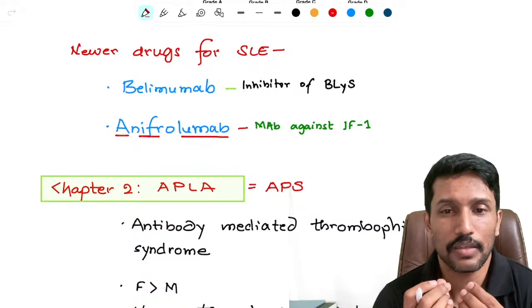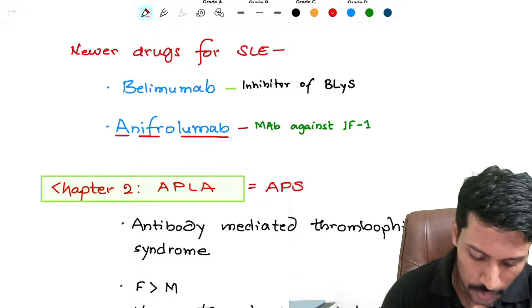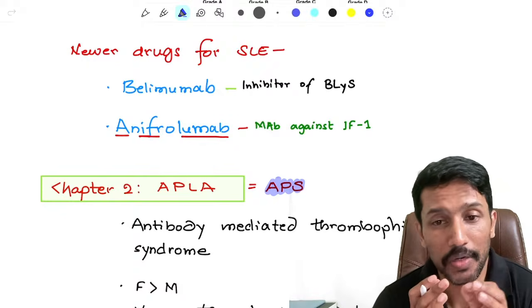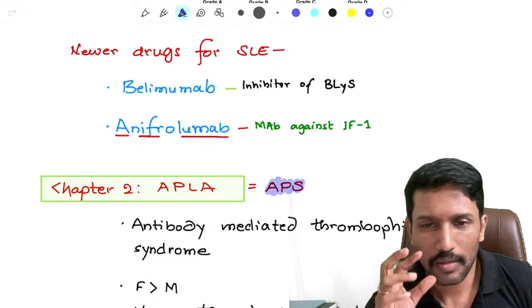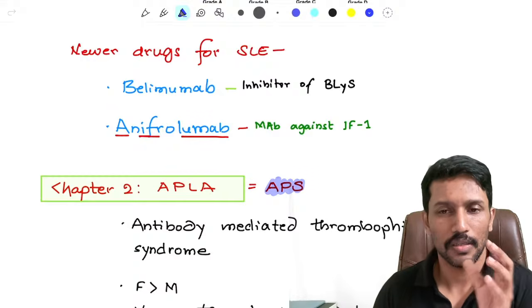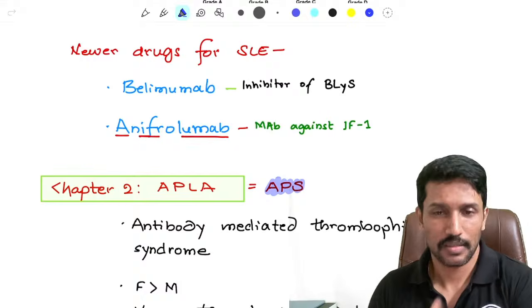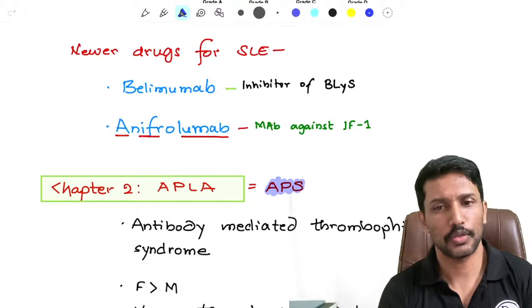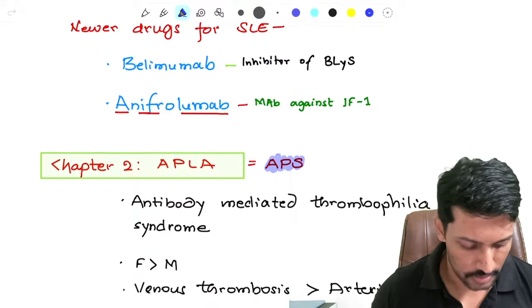Now SLE has a complication called as Antiphospholipid syndrome. Antiphospholipid syndrome is a current terminology. In the past, we used to call it as Antiphospholipid Antibody Syndrome. Many universities are fond of asking SLE plus APLA as a combined question. They will say like, list the important clinical manifestations of SLE and discuss in detail about APS or APLA. And this APS or APLA also filters into your OBG questions many times. Okay, so what is this APLA or APS?